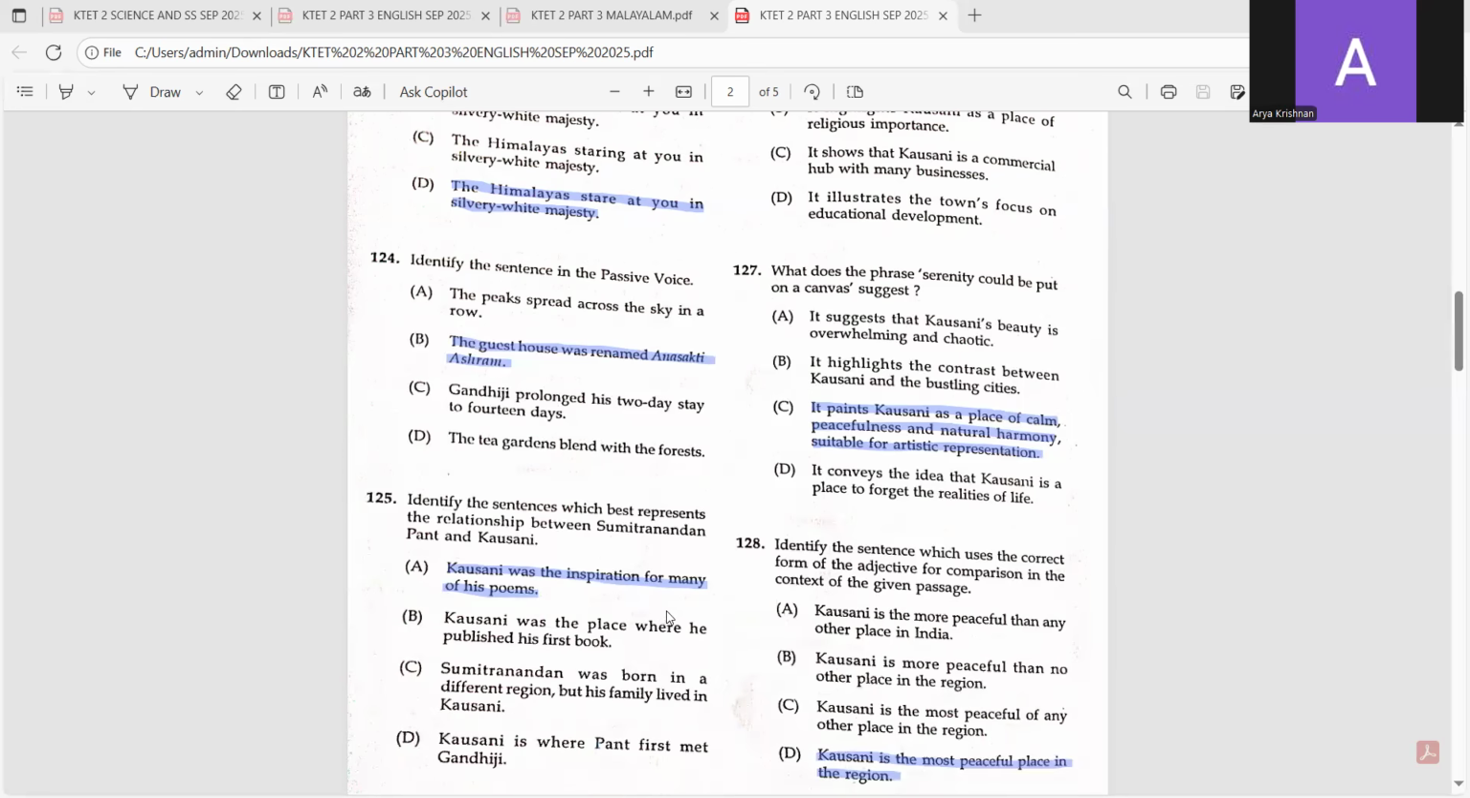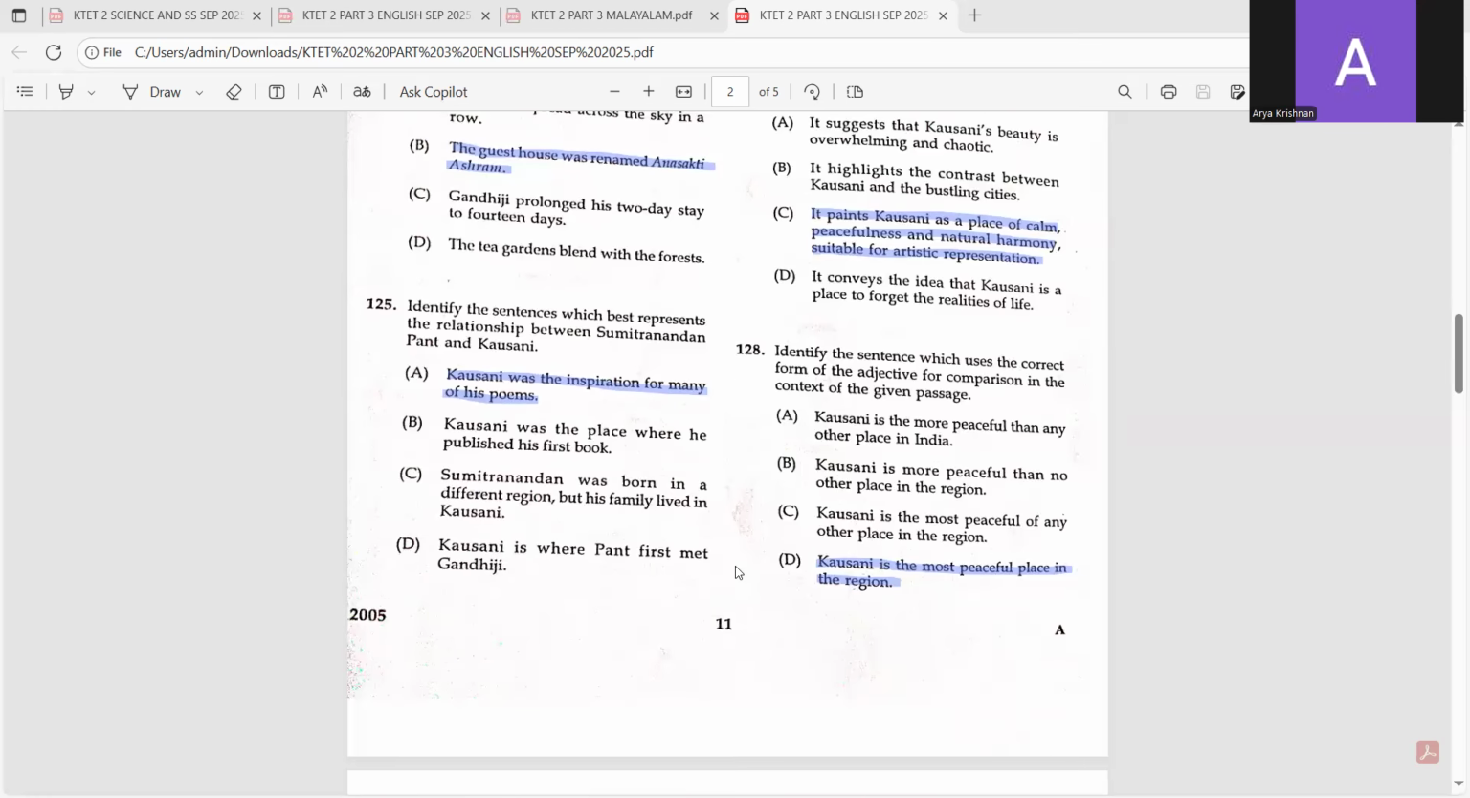127. What does the phrase serenity could be put on a canvas suggest? It suggests that Kausani's beauty is overwhelming and chaotic. It highlights a contrast between Kausani and the bustling cities. It paints Kausani as a place of calm, peacefulness and natural harmony, suitable for artistic representation. It conveys the idea that Kausani is a place to forget the realities of life. Answer is option C. It paints Kausani as a place of calm, peacefulness and natural harmony suitable for artistic representation.